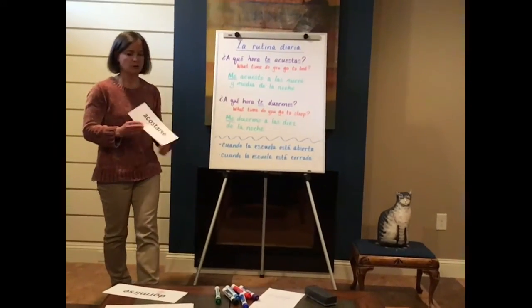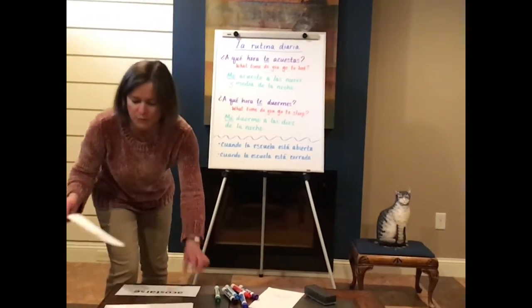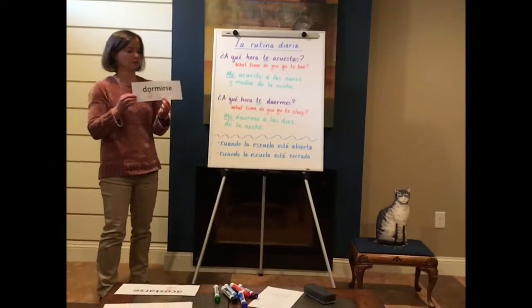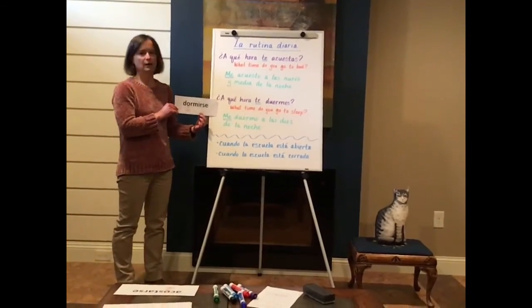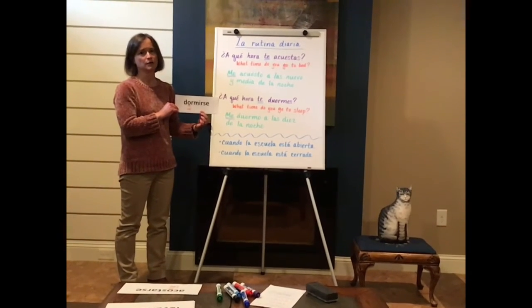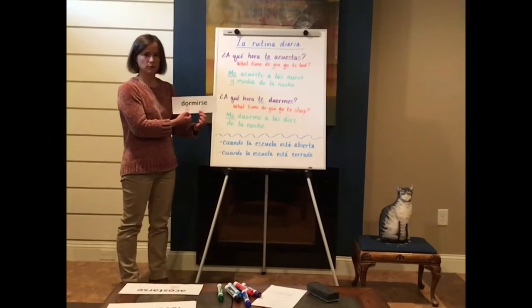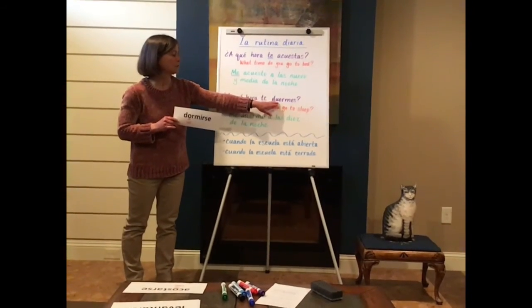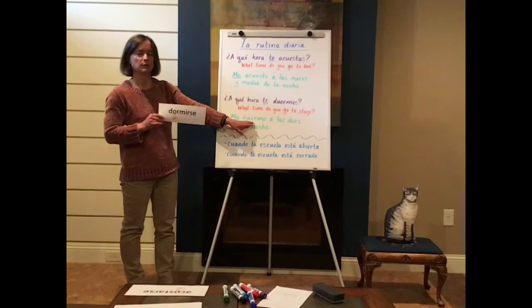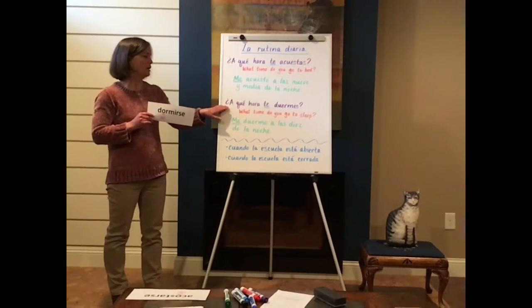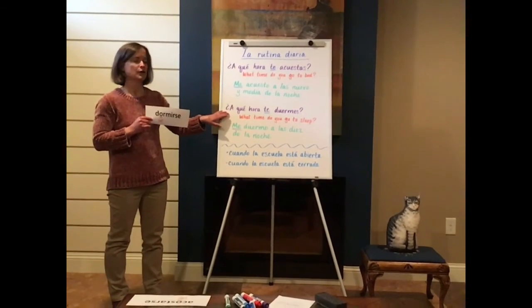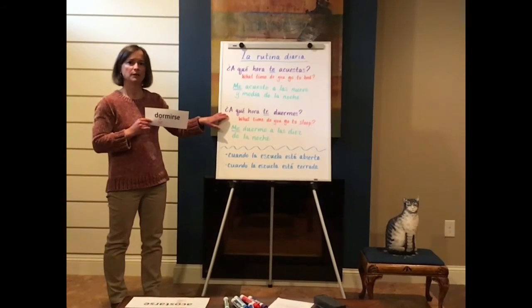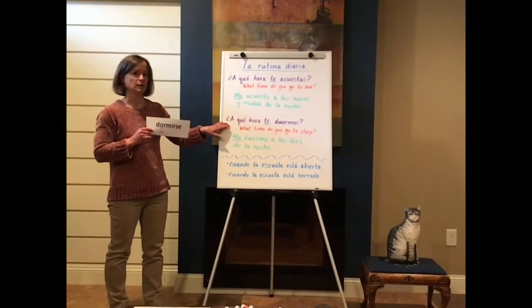Now, the next question comes from the verb dormirse. Remember, dormirse is to go to sleep or to fall asleep. Another shoe verb with a UE, which shows up in the tú form in the question and the yo form in the answer. So, ¿a qué hora te duermes? What time do you go to sleep? Or what time do you fall asleep?